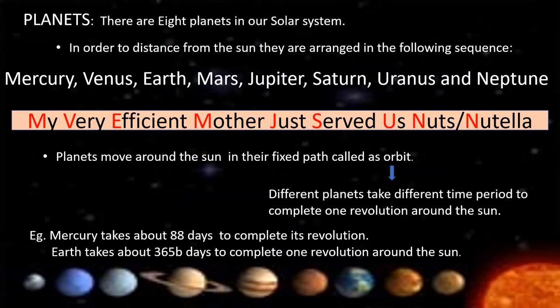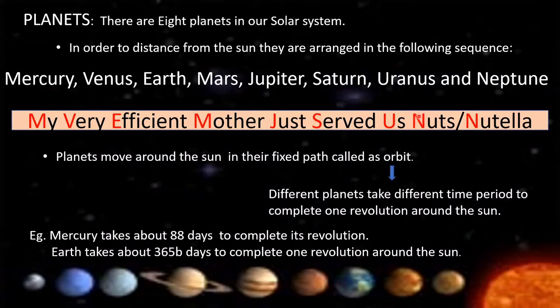Now let us talk about planets. There are 8 planets in the solar system, and they are arranged in order of their distance from the sun. If I say Mercury, Mercury has the least distance from the sun if we compare Mercury to Neptune. Neptune is far away from the sun and Mercury is very much nearer to the sun. So according to the distance, they are arranged in a particular sequence: Mercury, Venus, Earth, Mars, Jupiter, Saturn, Uranus and Neptune. When you are asked about the sequence of the planets, you have to remember this sequence.